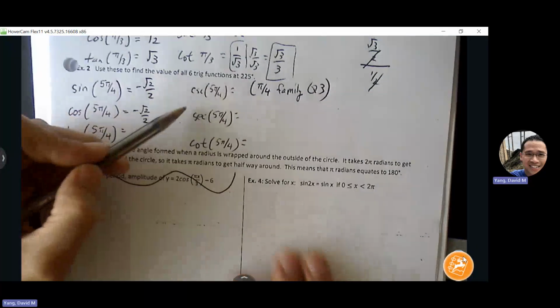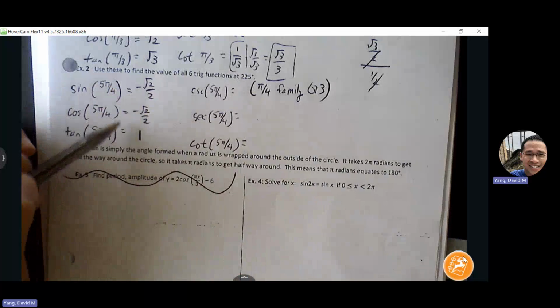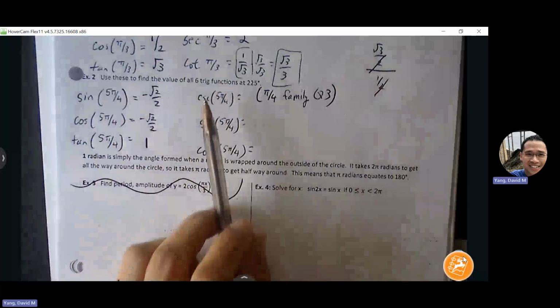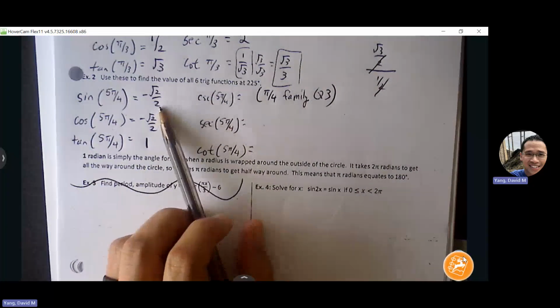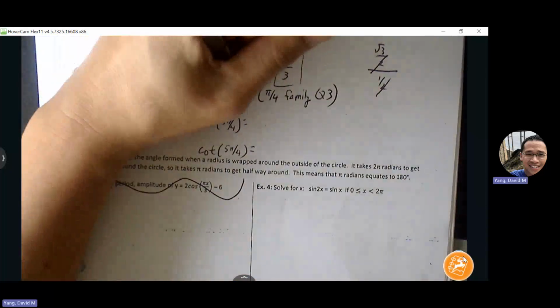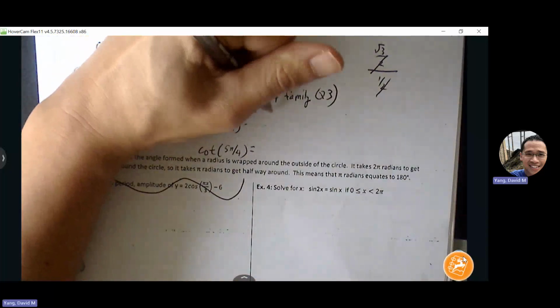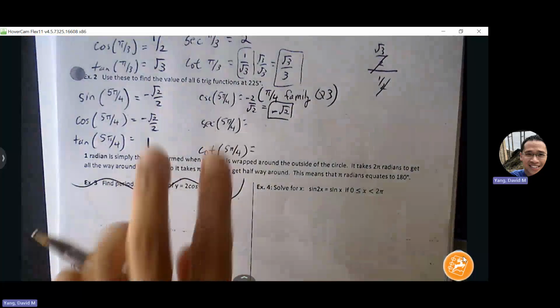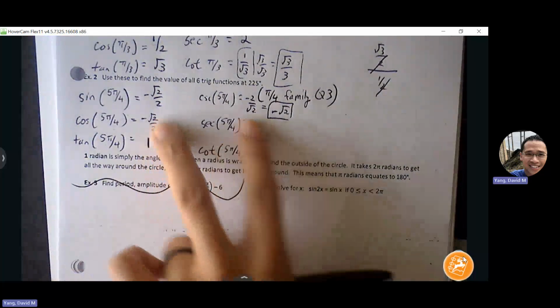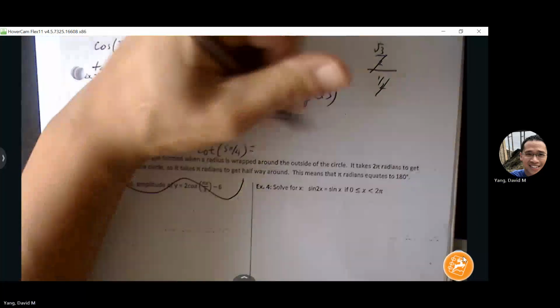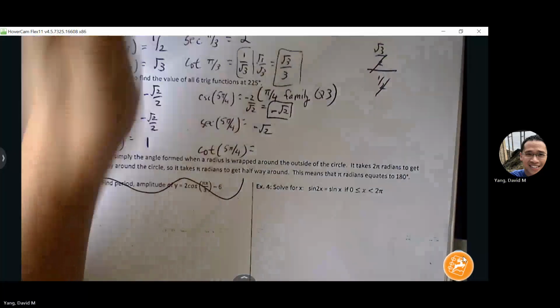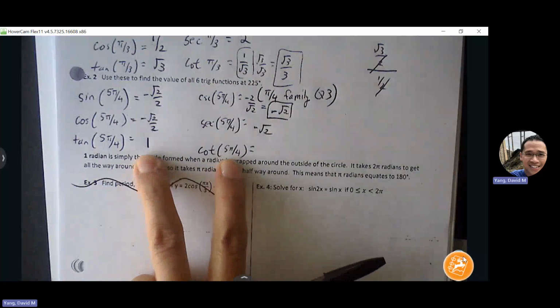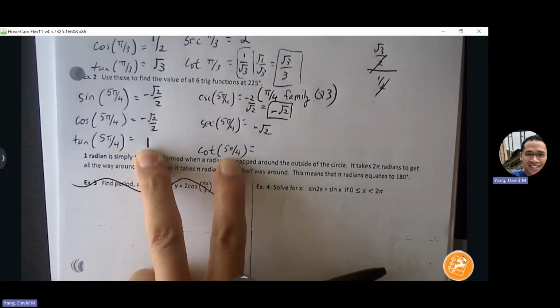Okay, and then cosecant, secant, and cotangent, I'm just flipping my original 3. So what's cosecant of 5π/4? Yeah. So it's -2/√2, which reduces to -√2. Secant, same thing, right? Flipping the same number. And then cotangent of 5π/4. If I flip 1, I still get 1.